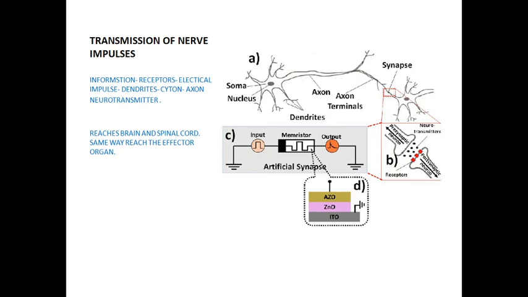And next one is called synaptic transmission. Synaptic transmission is nothing but the axon of one neuron passing the electrical impulse to the dendrons of another neuron. That is called synaptic movement.